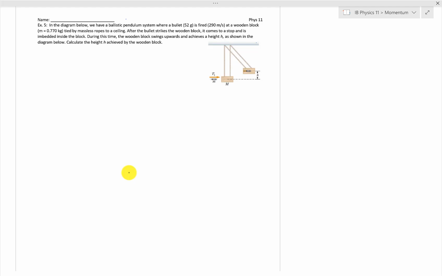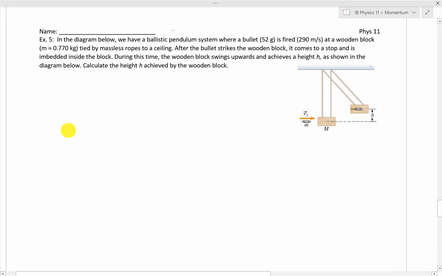In this video, we are going to go over an example using conservation of momentum and a dab of energy in there. Haha. So I do example 5, you do example 6, which is below here. So let's get started. In the diagram below, we have a ballistic pendulum system.